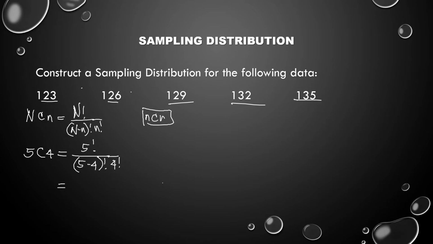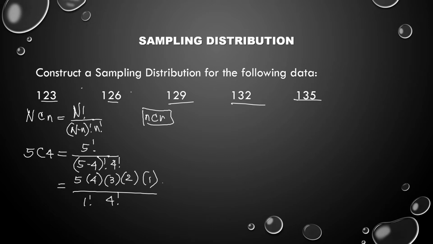In manual computation, all you have to do is express the factorial in terms of multiplication. This is how we interpret factorial. We multiply in decreasing order. So we will be multiplying 5, 4, 3, 2, 1. So we have here 5 times 4 times 3 times 2 times 1 over 5 minus 4, that's 1 factorial, over 4 factorial.